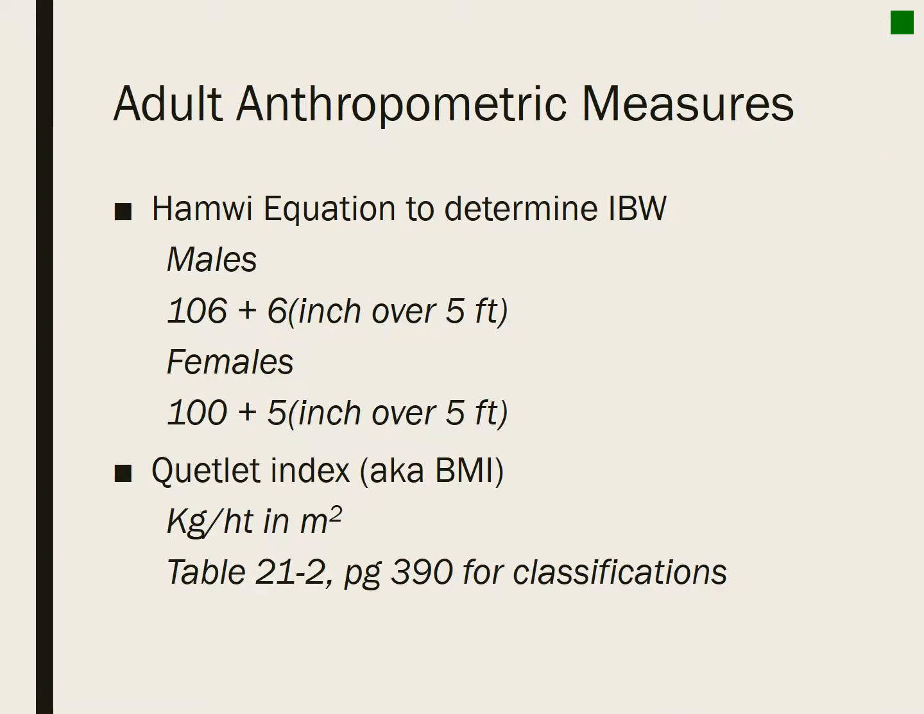This next slide focuses on equations that are used for adult anthropometric measures. So calculating the ideal body weight, we use the above equation, and then percent ideal body weight can be helpful as well if we want to determine that. So for males, it's the equation up above, and then females is a little bit different to determine ideal body weight.